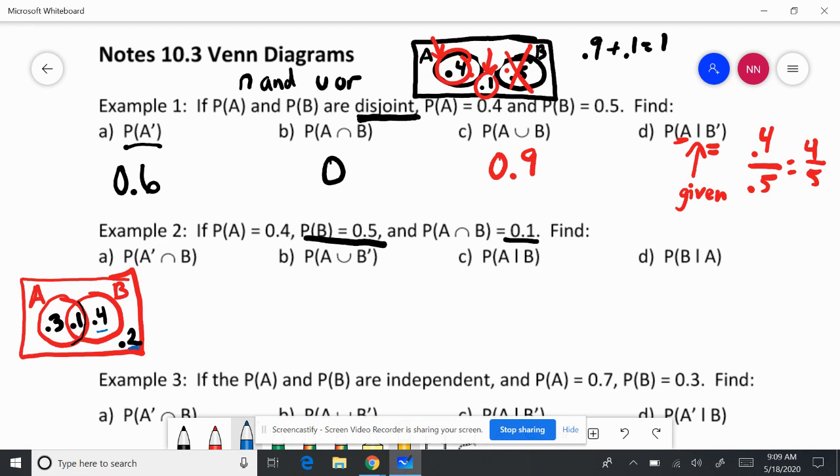And it has to be part of B. B is this probability and this probability. Whenever it's an and statement, it's where the two intersect. And they intersect at 0.4, so our answer is 0.4.